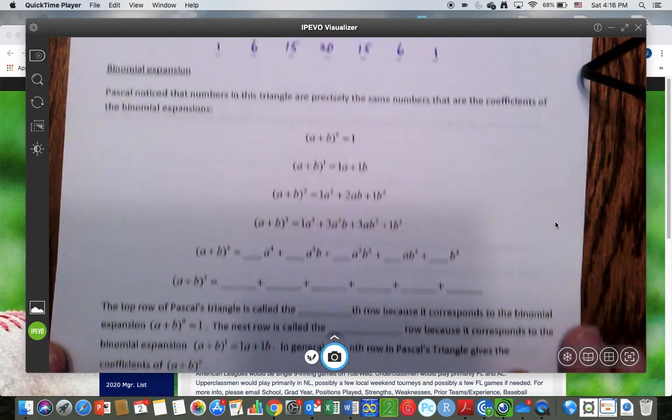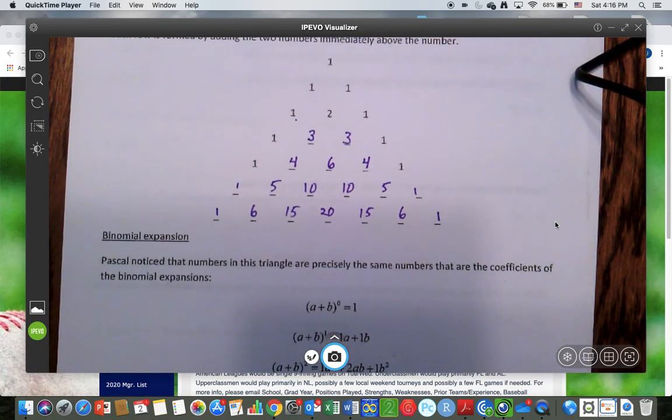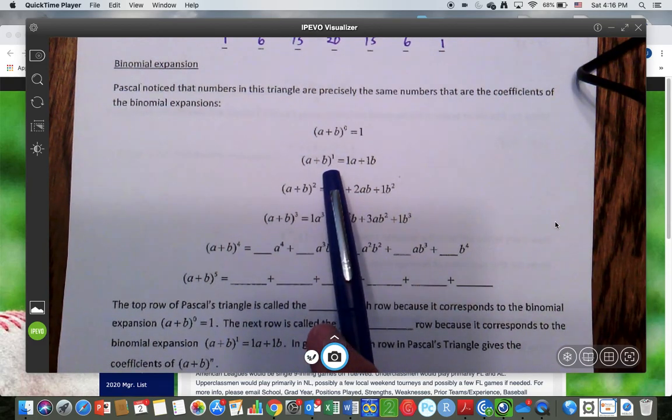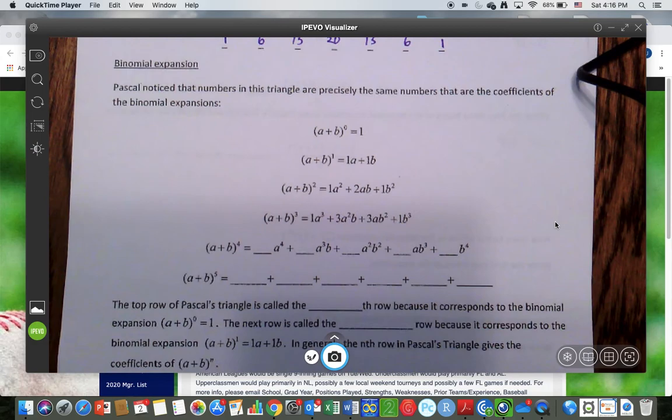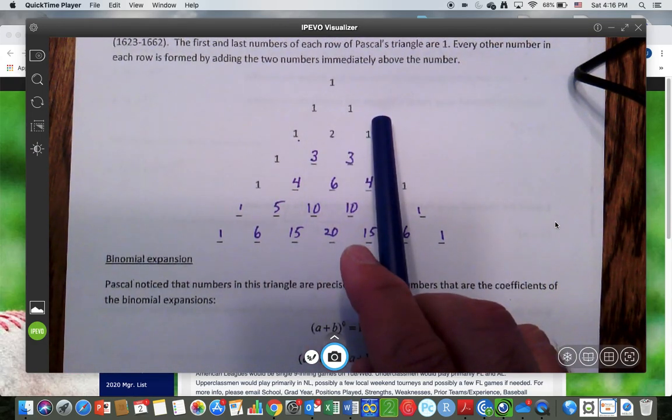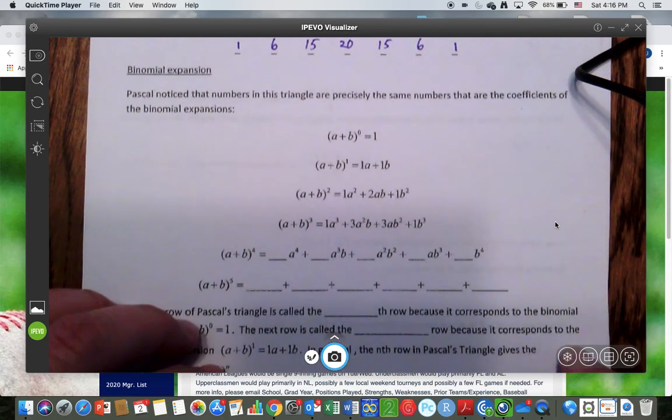Well, look at the top of our triangle. 1. Okay? What is a plus b to the first? Well, then it's just a plus b, right? Which is 1a plus 1b. Okay? 1, 1. All right.